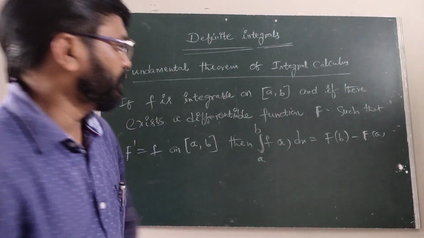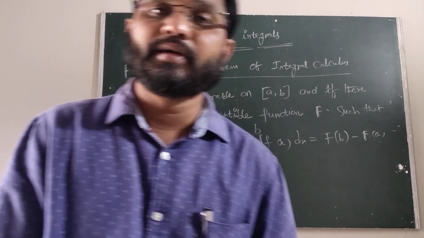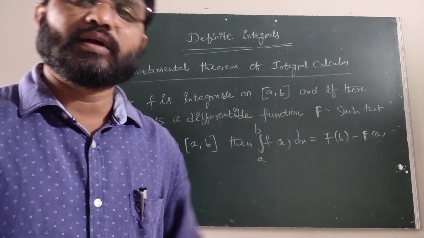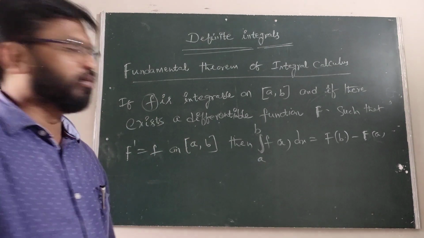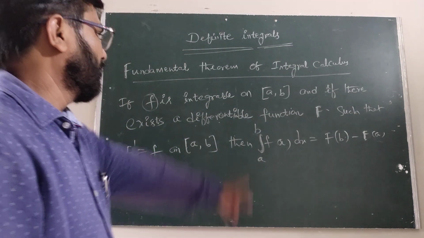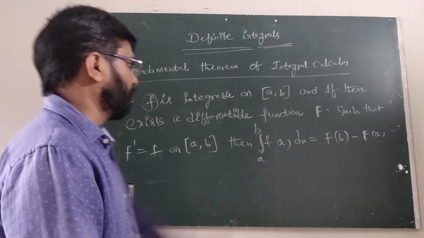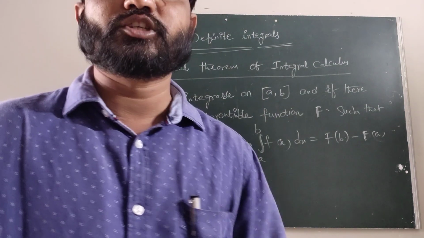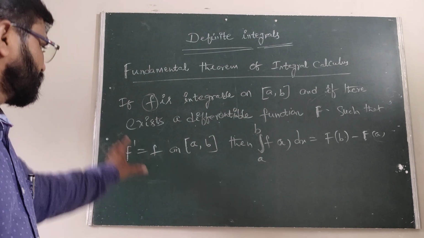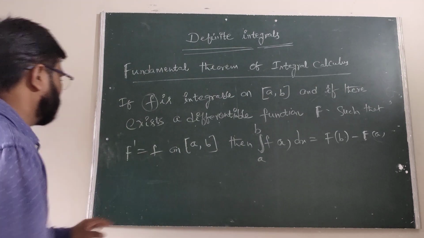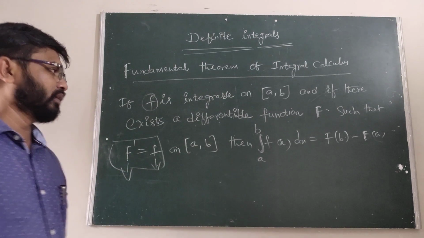First, we have to learn about the fundamental theorem of integral calculus. It means small f is integrable on the closed interval a comma b, if there exists a differentiable function capital F on the same interval such that F dash equals f. Here capital F is the differentiable function, and small f is the integrable function on the interval a b.